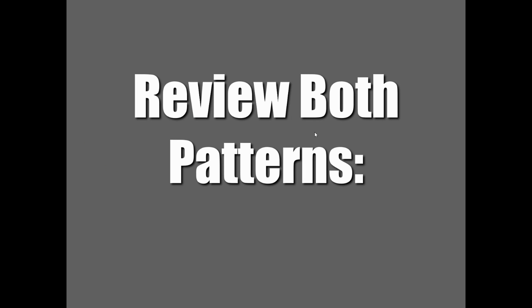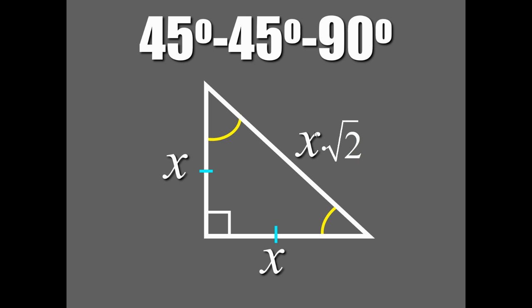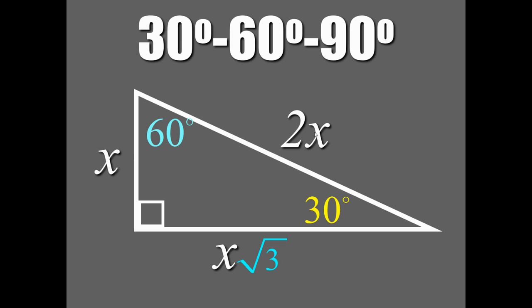All right, so we can look at both patterns again. There's only two special right triangles. They are the 45-45-90, and the pattern is x, x, x times the square root of 2, and the 30-60-90, which would be short side of x, the hypotenuse of 2x, and the side opposite the 60-degree angle is x root 3.